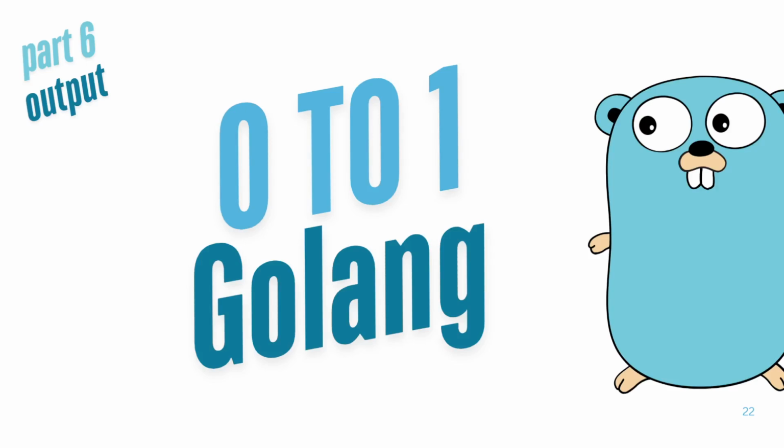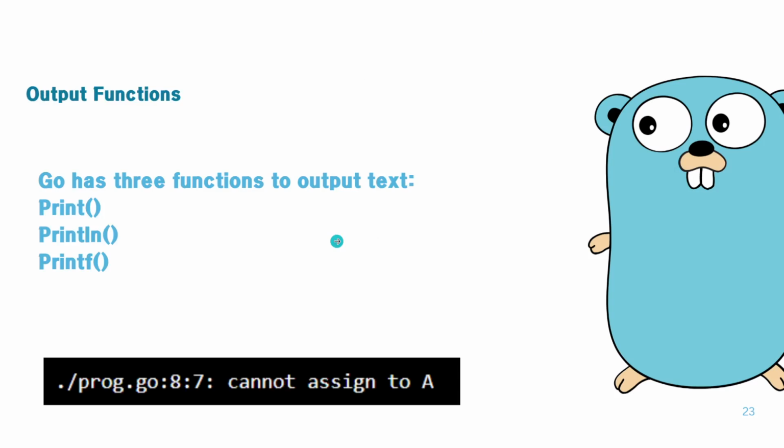In this video, we will explore how to output text in Go using three different functions: print, println, and printf. These are essential for displaying information of the program on the console. Go provides three main functions for outputting text to the console: print, println, and printf. Let's go through them one by one.